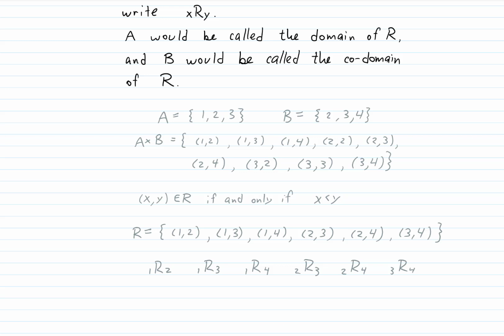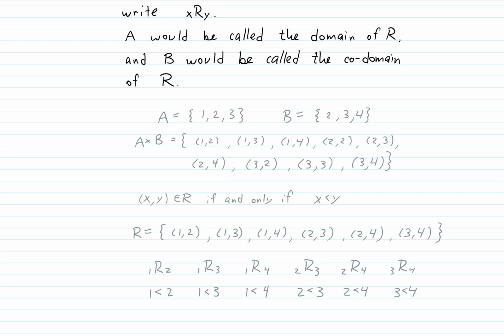Or in this particular case, because I described a particular rule for the relation, and that rule has a special symbol, I could write this way. I could write, instead of 1R2, I could write 1 is less than 2. 1 is less than 3. 1 is less than 4. 2 is less than 3. 2 is less than 4. 3 is less than 4. You see? Okay, that's what a relation is.